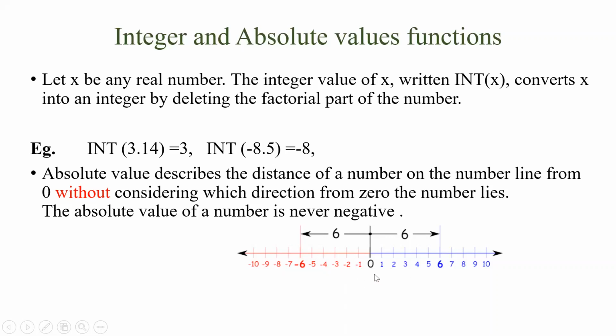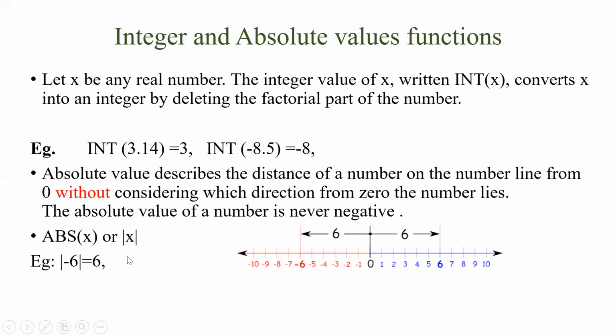So if you are not considering the direction, this left and right, if you are just taking the number as such, 6 means you are not taking it as minus 6 or positive 6. If you are just considering the distance from 0, that number gives you the absolute value. In our terms, if you are ignoring the minus sign, if you're not considering the sign part, that is known as the absolute value.